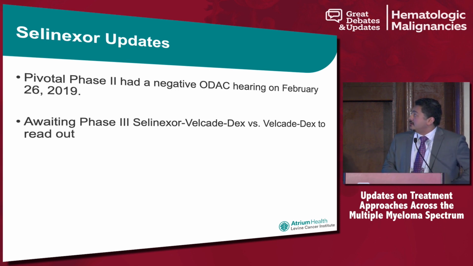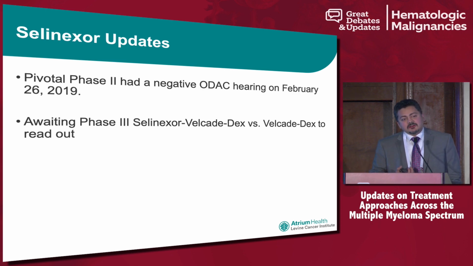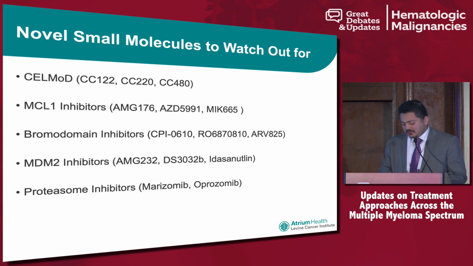So, the pivotal phase 2 had a negative ODAC hearing on the 26th of February. I believe the company, Karyopharm, meets with the FDA again in a week or two, and there might be some positive news. It might get approval, maybe in a small defined subset of patients, and we may have access to it. But if that does not happen, then we have to wait for the phase 3 to read out, which will be in a very different patient population, 1 to 3 prior lines of treatment combined with Velcade and dexamethasone.